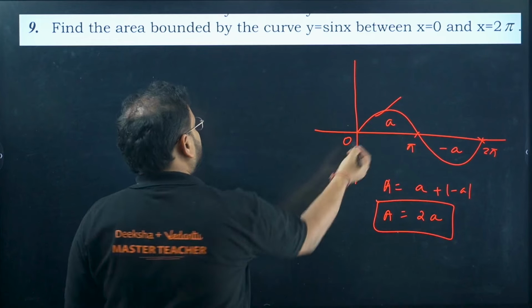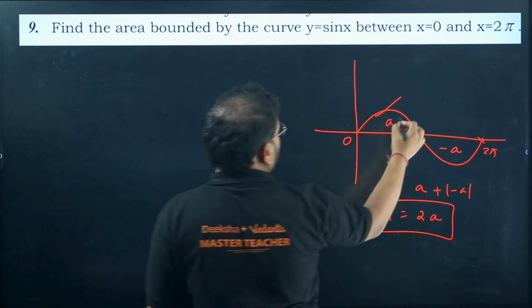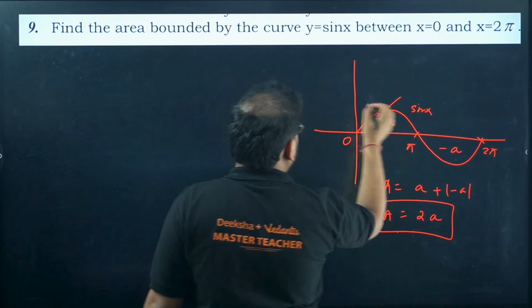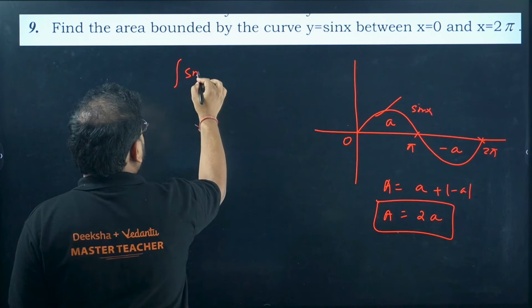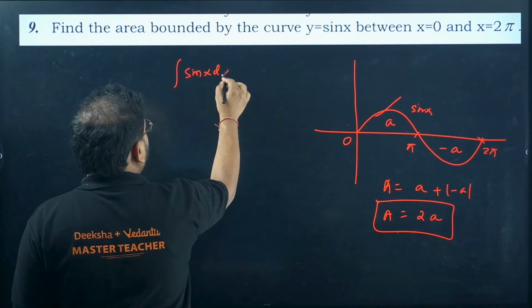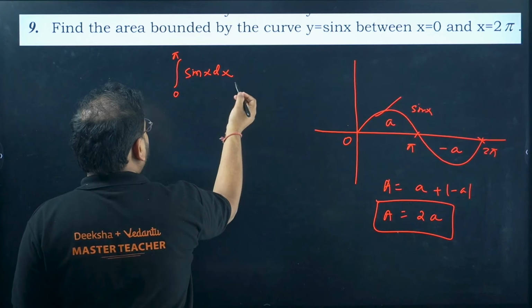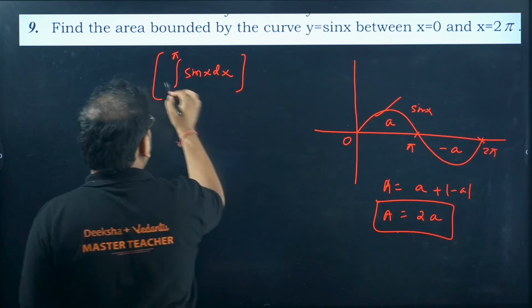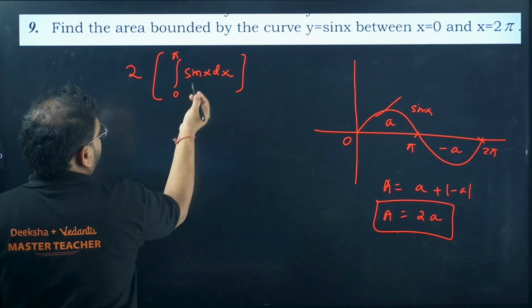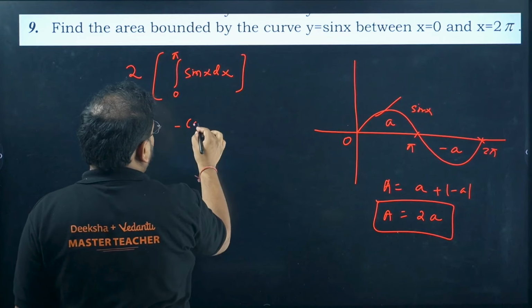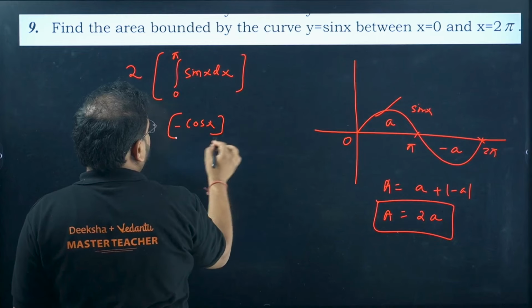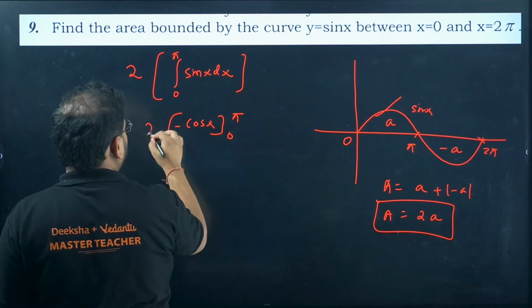Let's do that. What is the function over here? Sin x. So integrate sin x from where to where? 0 to pi, and multiply this integration with 2. This is my final answer. So integration of sin is what? Minus cos x from 0 to pi, and multiply with 2.